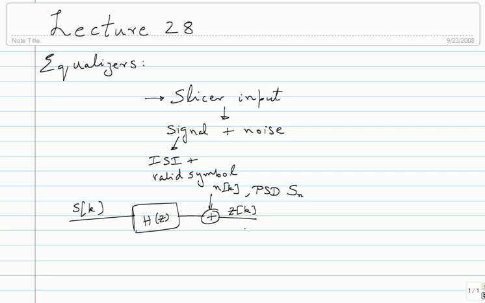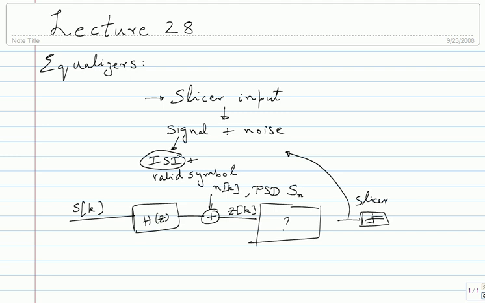So the question is, how do you decide that filter? Where do you go for that? You go to the slicer again. You might do a lot of things here, but finally you're going to have a slicer, and the slicer input really captures every property that you want to use in designing the signal processing. So that's the first thing. The first simplest thing to do is to not worry about anything other than ISI at the slicer input and say I want to drive that ISI to zero.